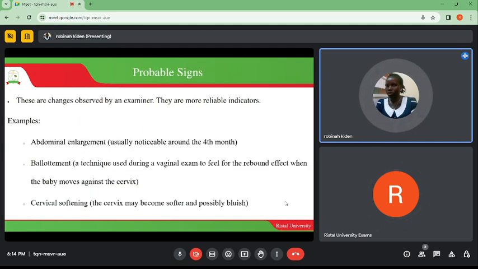Then probable signs. These are changes that are observed by the examiner, so they are more reliable indicators. Examples include abdominal enlargement and ballottement.